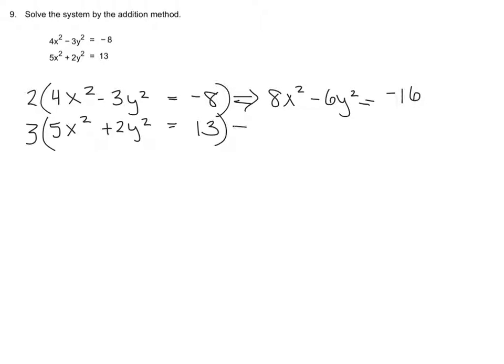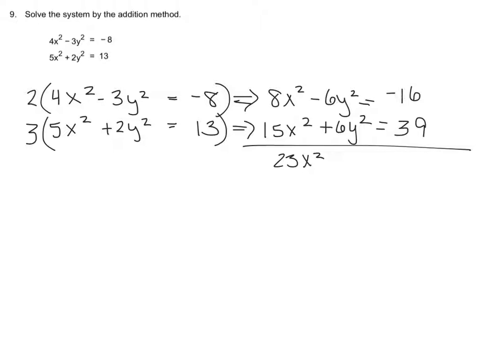Now I'm going to take the second equation and multiply each term by 3. So I get 15x squared plus 6y squared equals 39. Now we can add these two equations together, and when you do that, we get 8x squared plus 15x squared, which is 23x squared. And then the y squared terms disappear, and negative 16 plus 39 is a positive 23.